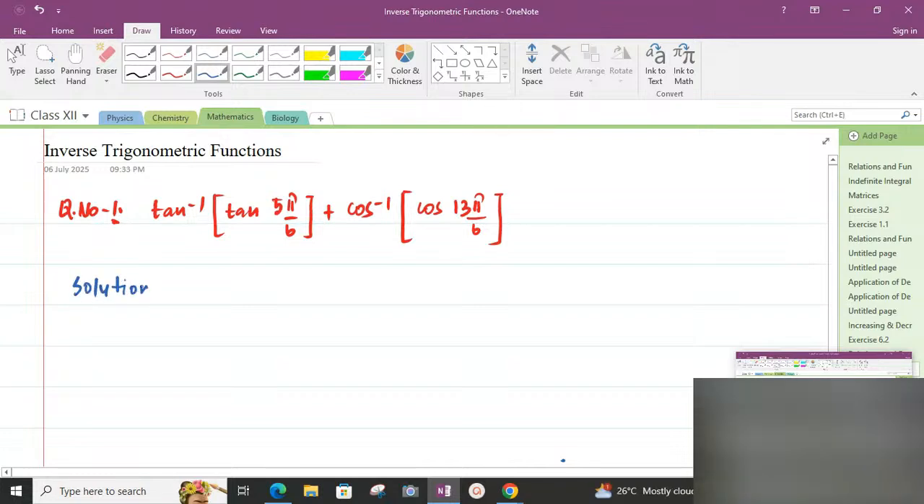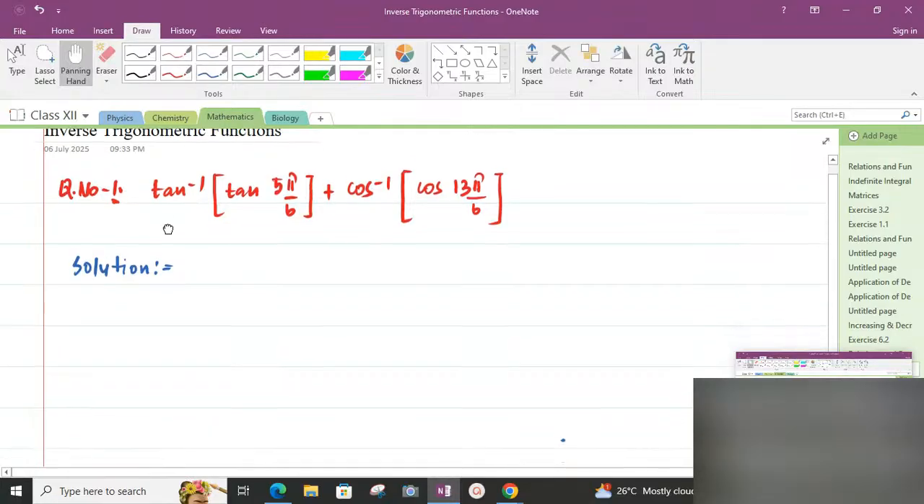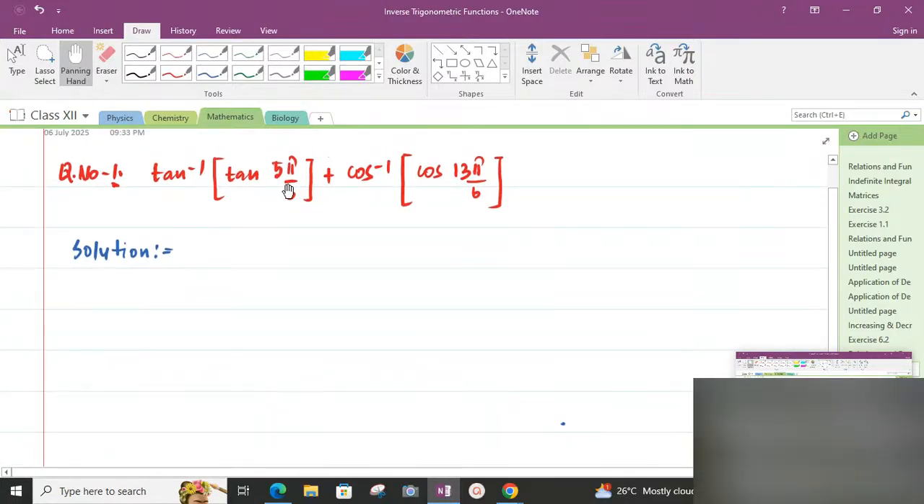There are so many methods to solve the question. Out of so many methods, I am going to use one method. Let's see. 5 pi by 6 is greater than minus 90 degree, but less than 90 degree. This one is also greater than minus 90 degree and less than 90 degree.